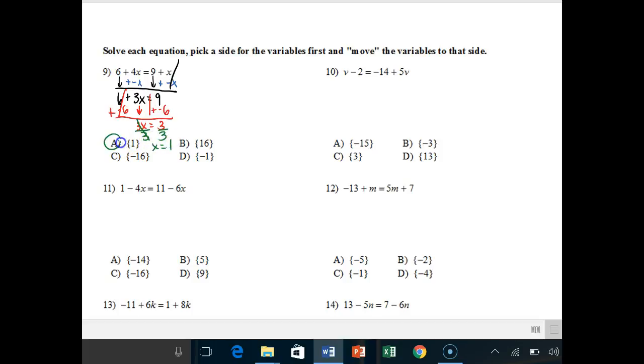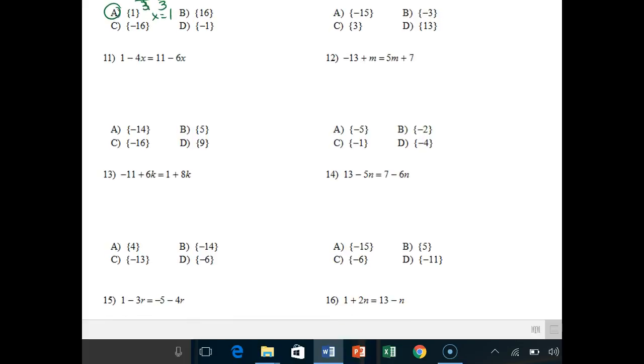X is equal to 1. A. I'd pause and try and do number 10. Number 11, again, we got variables on different sides of the equal sign.